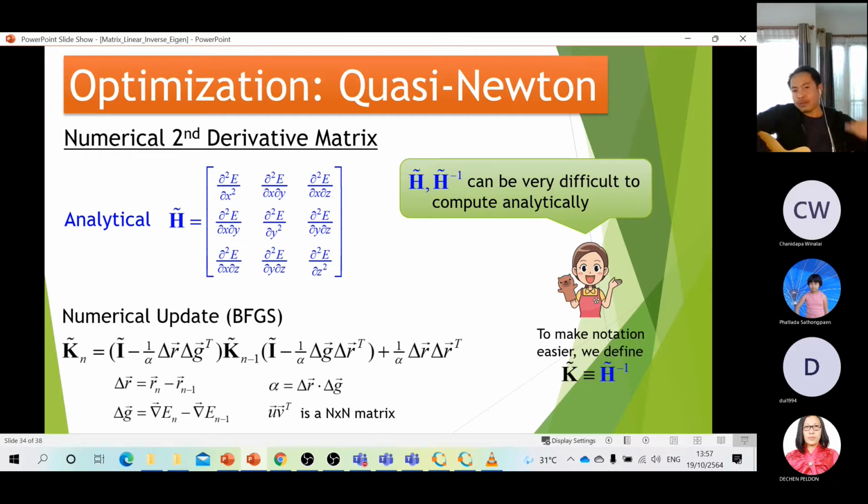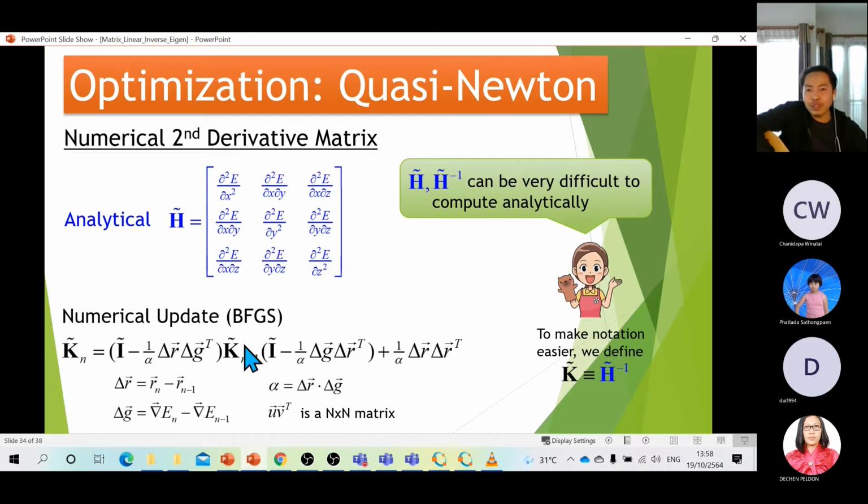It turns out that 4 guys, I think it's about 50 years ago, came up with this formula to compute the inverse of the Hessian, or the K, using just an updating scheme. So you don't have to compute the Hessian analytically. You just update the Hessian, or in this case, the inverse of the Hessian, using that formula here. Now we will not have time to prove this formula.